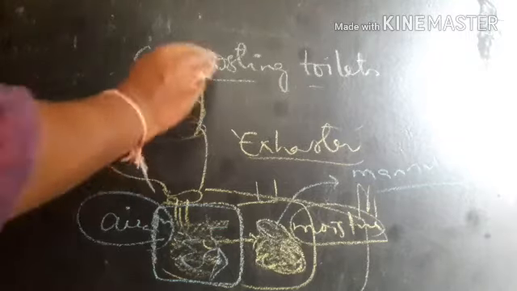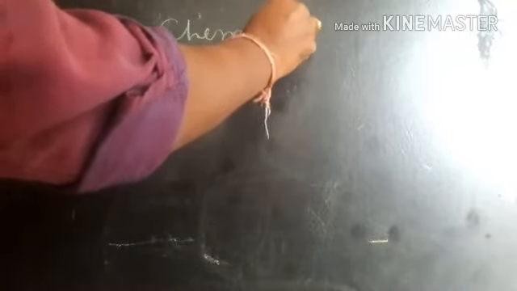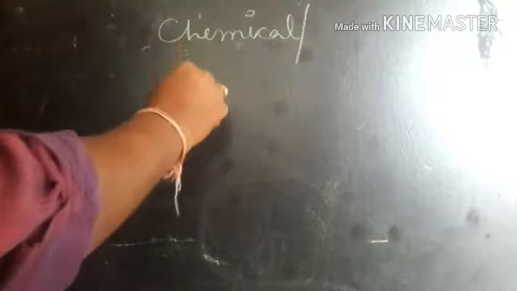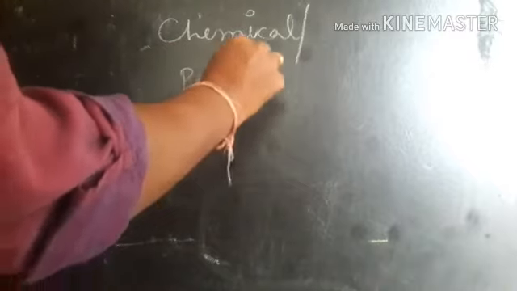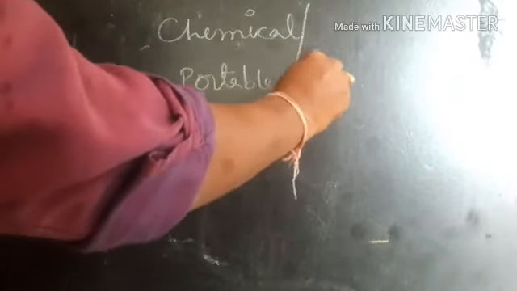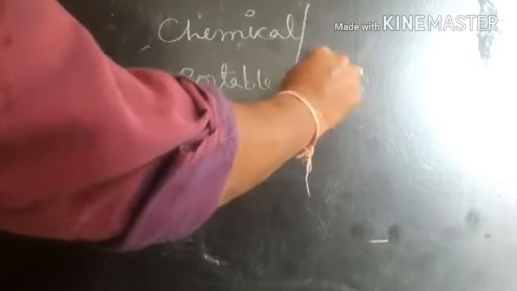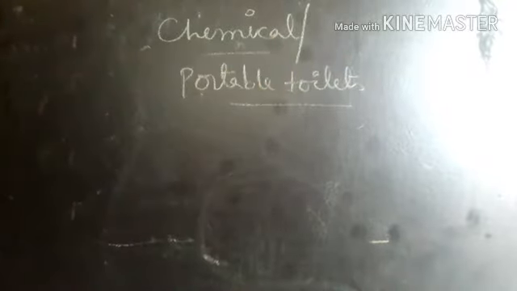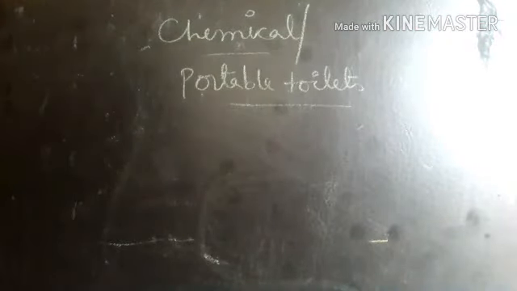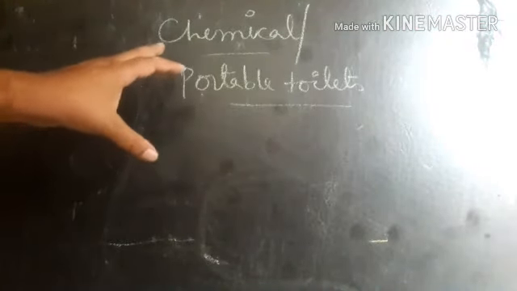Next, when you come to chemical toilets, the next one is the chemical toilet. A chemical toilet is also called a portable toilet. What is meant by portable toilets? I think you have seen this kind of toilet here and there. They can be moved from one place to another place. They are movable toilets.